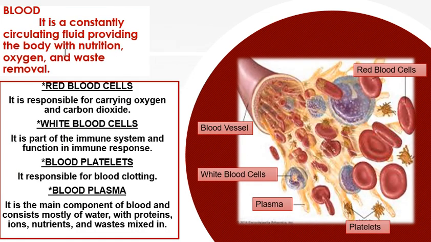Now, in the blood, there are also mga components nga naa sa atong dugo. But let us define first what is blood. So blood is a constantly circulating fluid providing the body with nutrition, oxygen, and waste removal. So ang atoang dugo mao na ang magdala or mao na siya ang naa diha ang nutrition or mga nutrients nga atong makuha, oxygen nga gikan sa atoang lungs, and then katong mga waste or like carbon dioxide nga kinahanglan ipagawas sa atoang lawas.